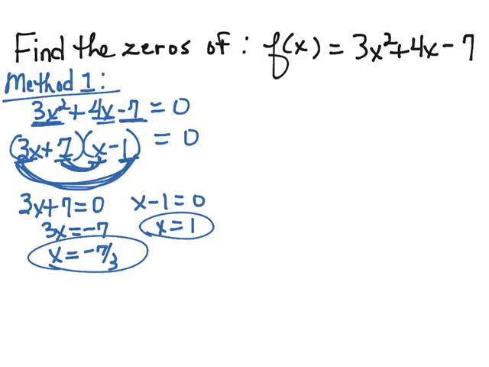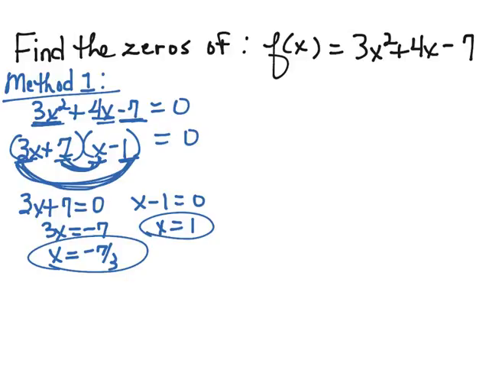And what that means is that when you plug a 1 into this equation for x, you will get 0 out. If you plug in a negative 7/3 for x, you will get 0 out. If you were to graph this function, the coordinates on the graph would be (negative 7/3, 0) and (1, 0).